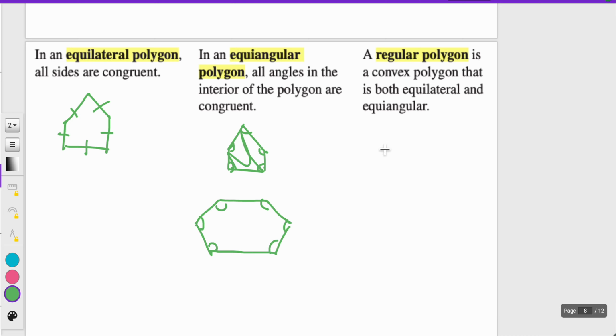And then a regular polygon is a convex polygon that is both equiangular and equilateral. So I'm going to redraw that hexagon here and just show that we have all the same sides, equilateral, and all the same angles, equiangular. Okay?